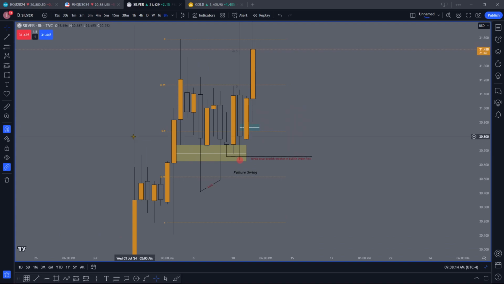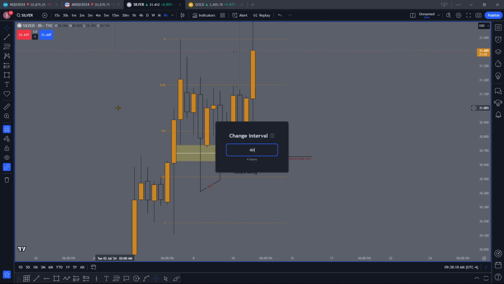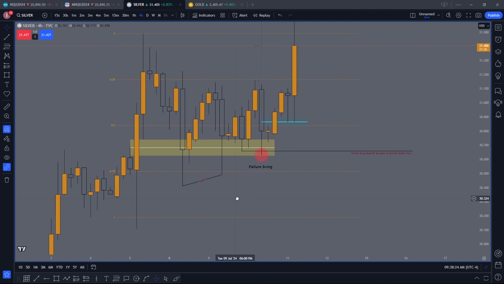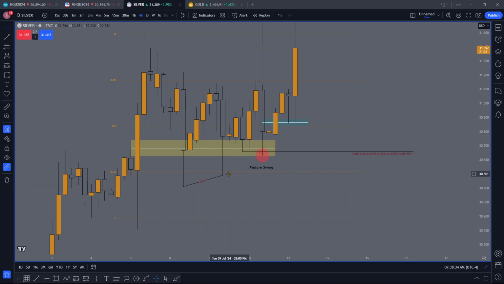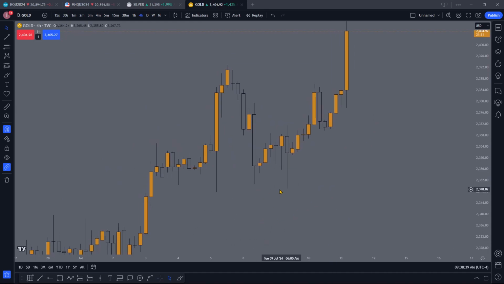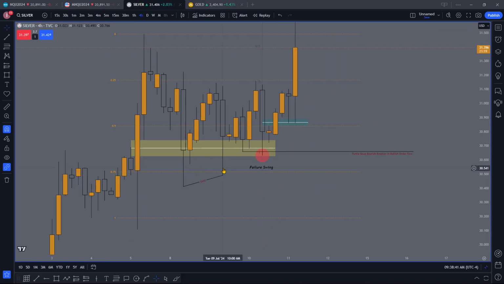So what happened is that we have this mitigation right here, and then we retrace with this. What I wanted to see on this low is that we take it and then start moving lower and make the failure swing. We didn't get that, but we did have an SMT with gold. As you can see, it's this low, and this low, this low, and this higher low.